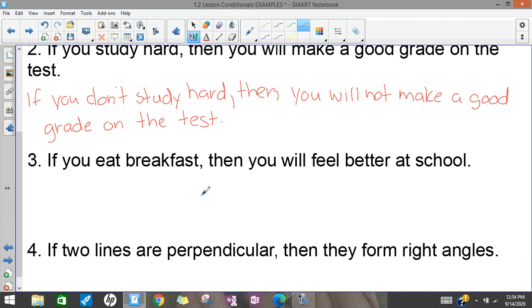Again, inverse. We're leaving the same order, we're just changing the meaning of each part. So the opposite of eating breakfast would be if you don't eat breakfast. Then we do the opposite of feeling better at school. So the opposite of you will feel better would be you won't feel better.